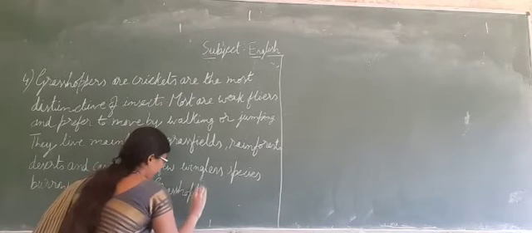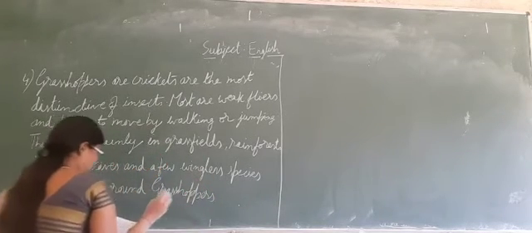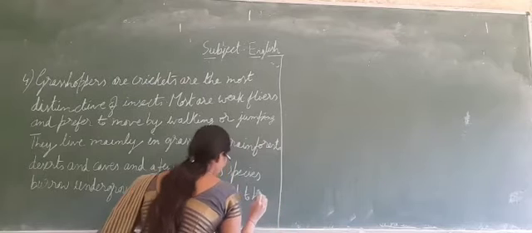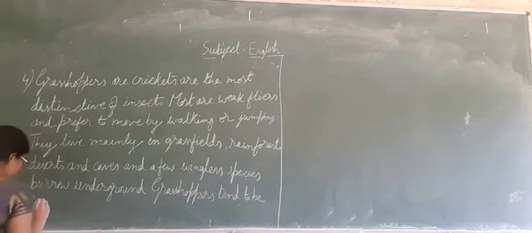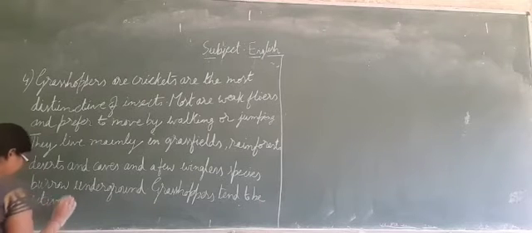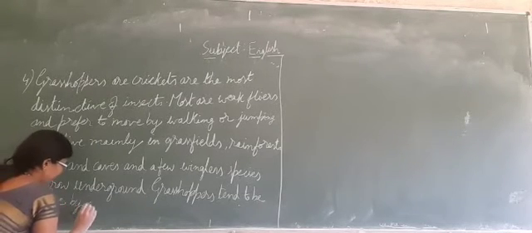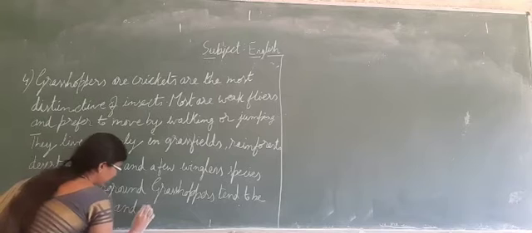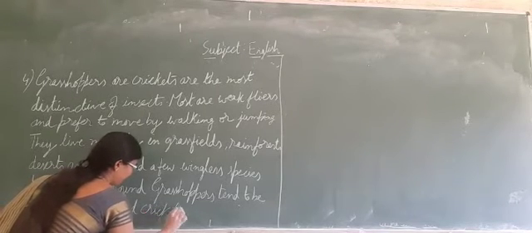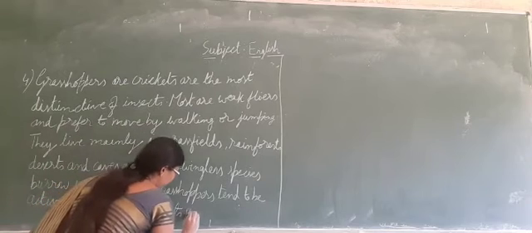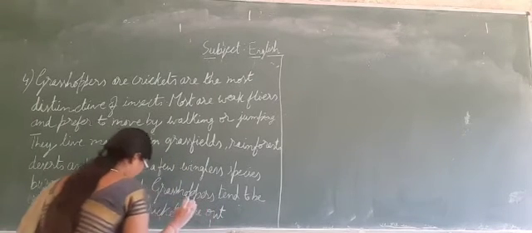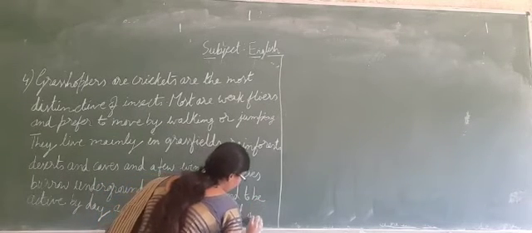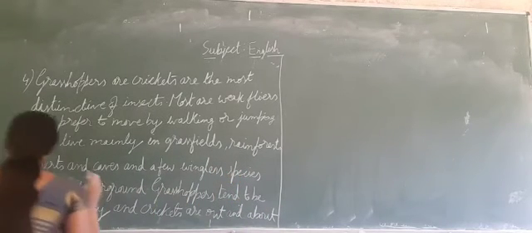Grasshoppers tend to be active by day and crickets are out and about after dark.